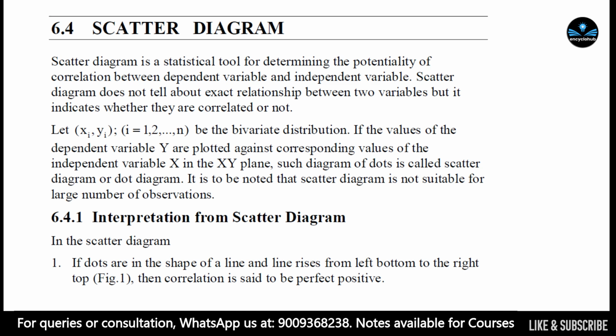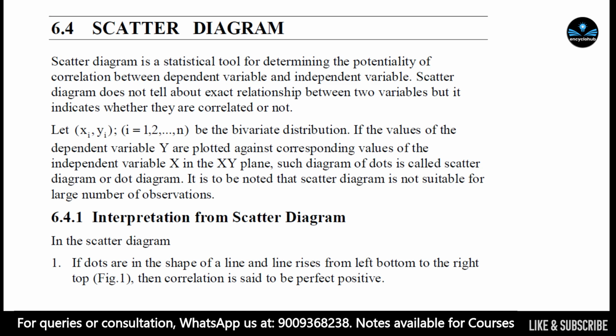If the values of the dependent variable y are plotted against corresponding values of the independent variable x in the xy plane, such a diagram of dots is called a scatter diagram or dot diagram. It is to be noted that scatter diagram is not suitable for a large number of observations.